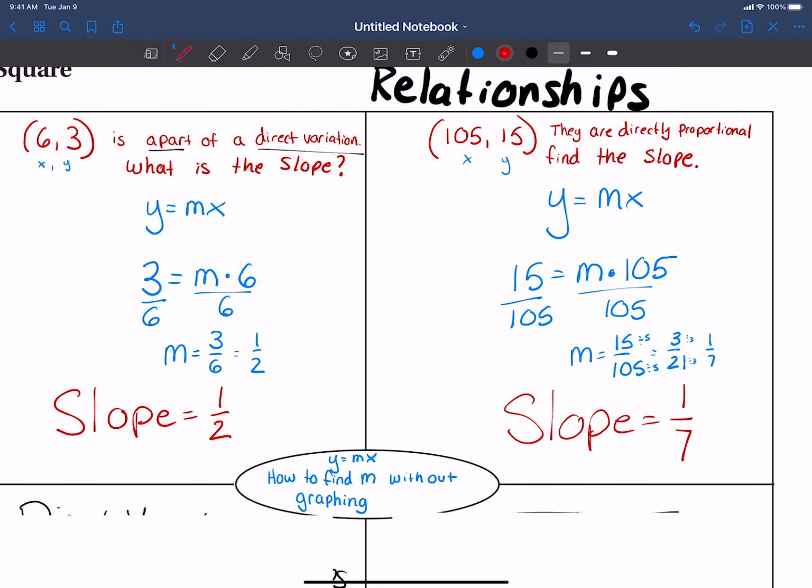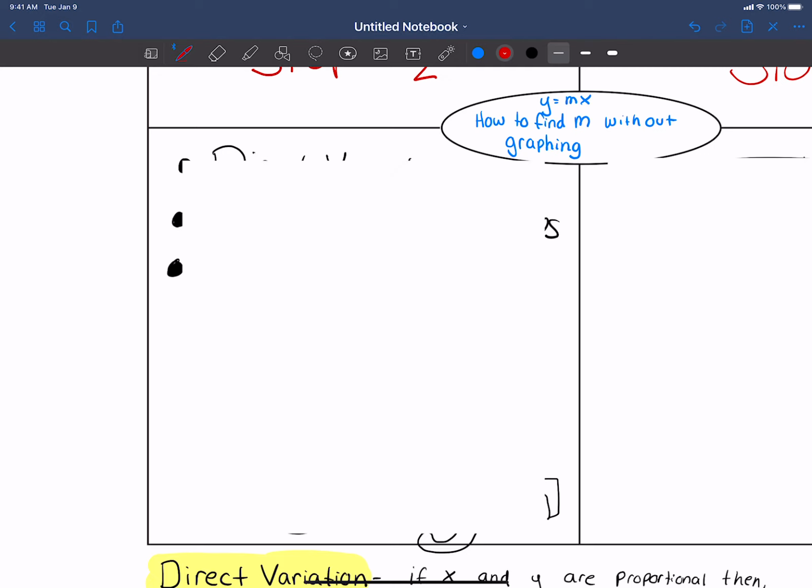Before I do that, though, in this box is going to be your main idea. Ready? Direct variation.